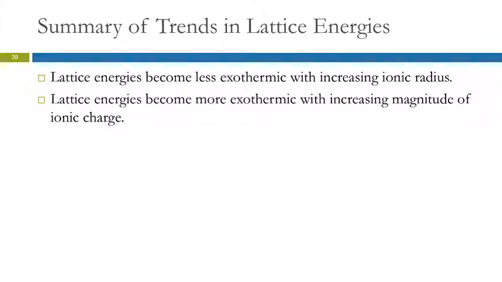So lattice energies become less exothermic, meaning smaller, closer to zero, as the ionic radius gets larger. Lattice energies become more exothermic, larger negative numbers, farther from zero, as the magnitude of the charges increases. So if you've got plus 2 and minus 2, that's going to be larger than plus 1 and minus 1.